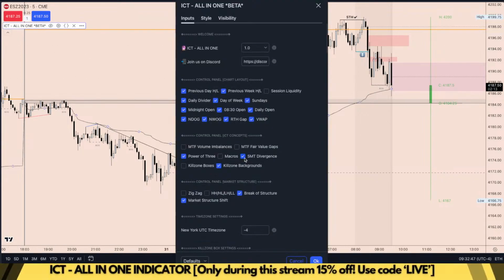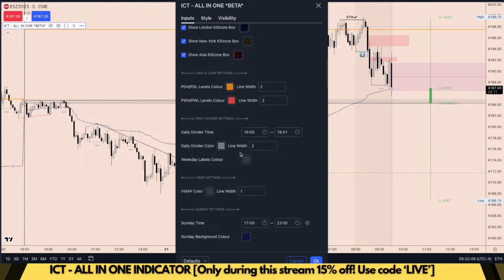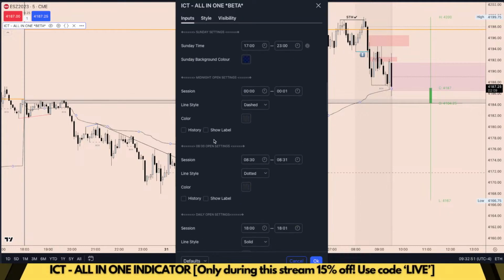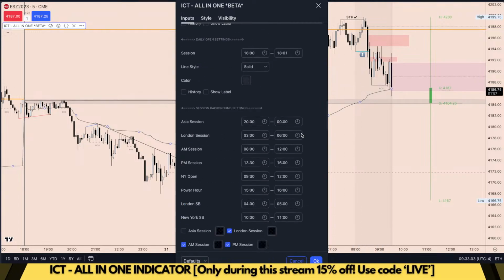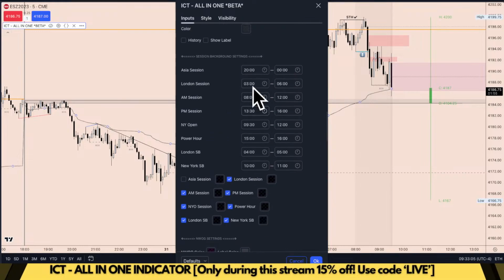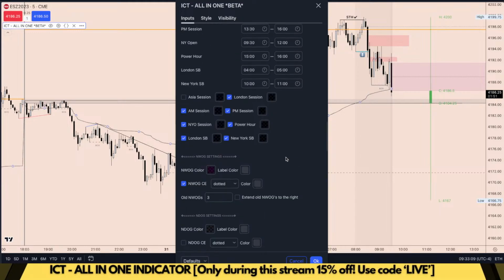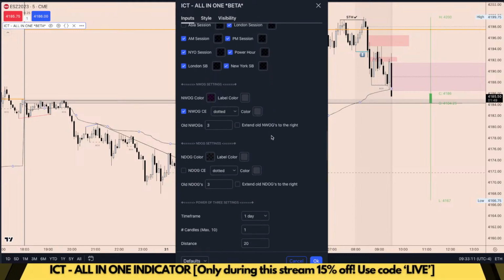You can pretty much make this indicator yours. You have all the settings below here. If you want to see the midnight open, or a different price level, like let's say the 6 a.m. open or the 4 a.m. open, you can simply modify all that here. If you have specific trading sessions, you can use this little highlighting tool right here. If you don't want it, you simply turn it off.